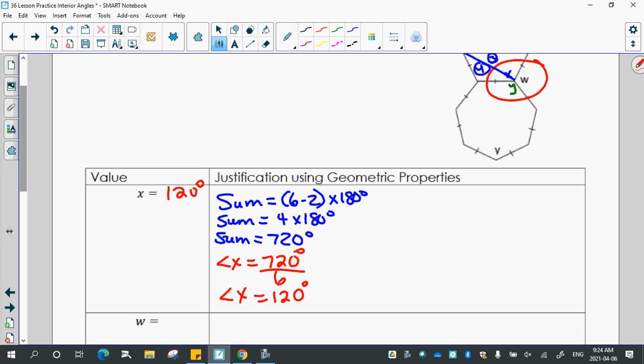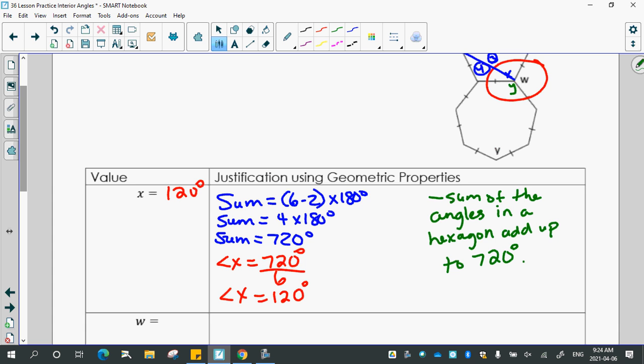And then Ashley was asking, like, how do I explain my geometric property? So you're just going to write sum of the angles in a hexagon add up to 720 degrees. I know it's annoying to write, but that would be what you'd have to write out to give your explanation of what geometric property you used. Okay?